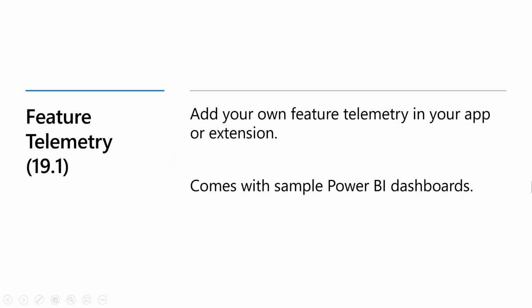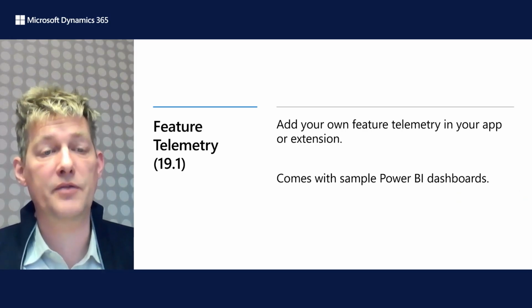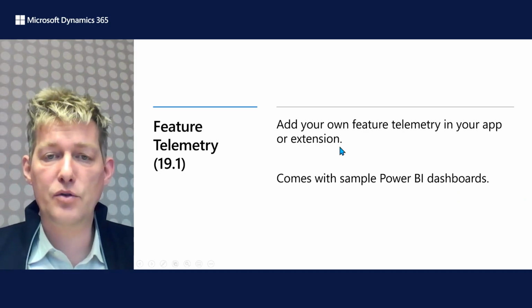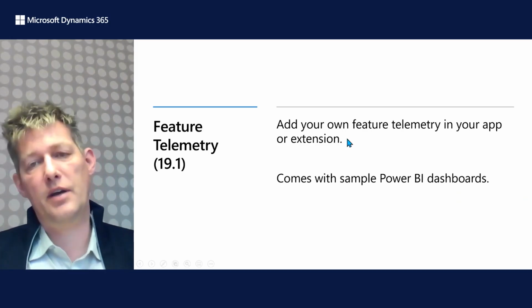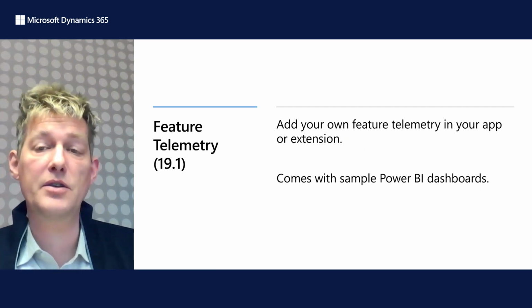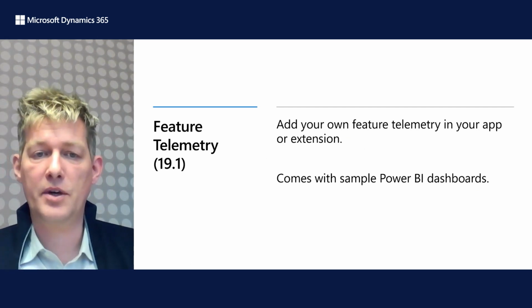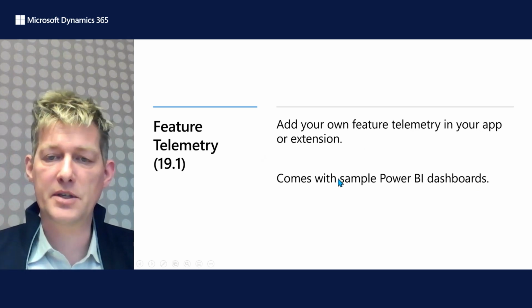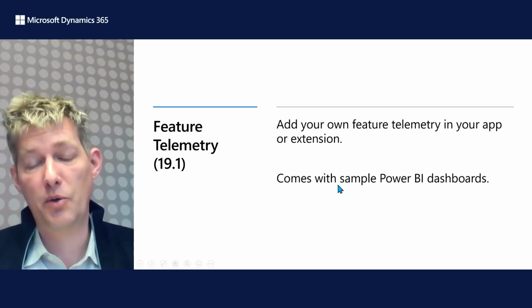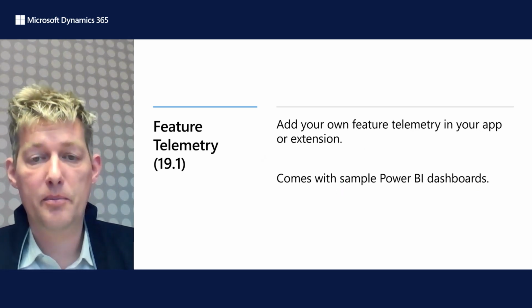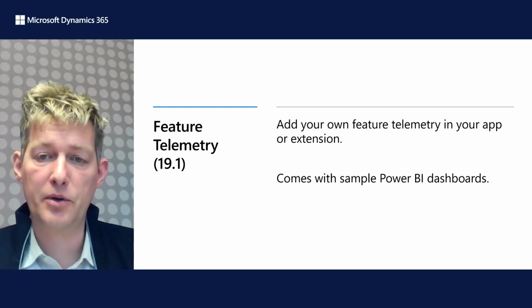There were a couple of new pieces of signal that were added in minor updates to version 19. The first one is feature telemetry. This allows you to build your own tracking of whether users are using the features you add in apps or extensions. It comes with a sample Power BI dashboard that is located on the normal repository for sample code for telemetry.